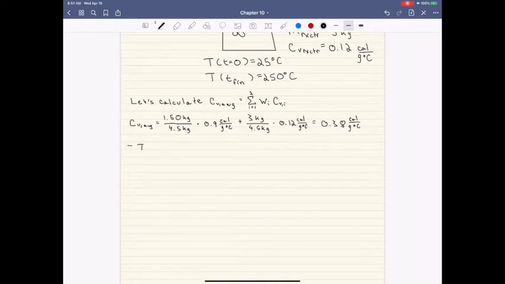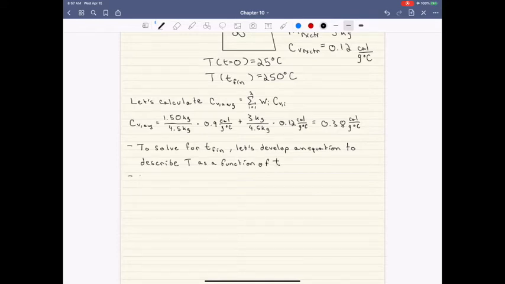What the problem asks us to solve for is how long it takes to heat the system up to 250 degrees Celsius. So essentially we want to figure out what T final is. To do that, we're going to develop an equation to describe temperature as a function of time, so lowercase t.